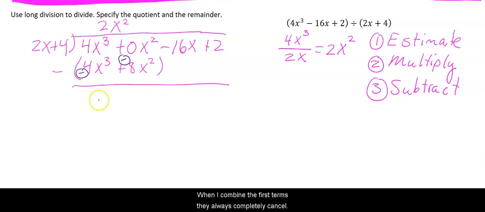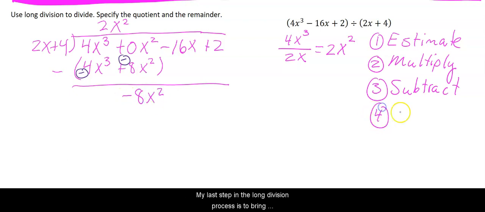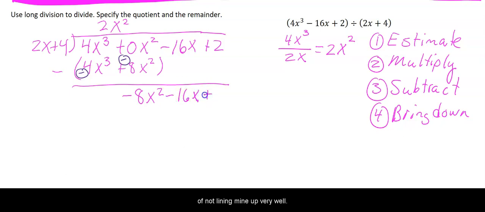When I combine the first terms, they always completely cancel. 0x squared minus 8x squared is a negative 8x squared. My last step in the long division process is to bring down the next term. I'll bring the whole thing down since I have a bad habit of not lining mine up very well, and that prevents me from forgetting about a term.